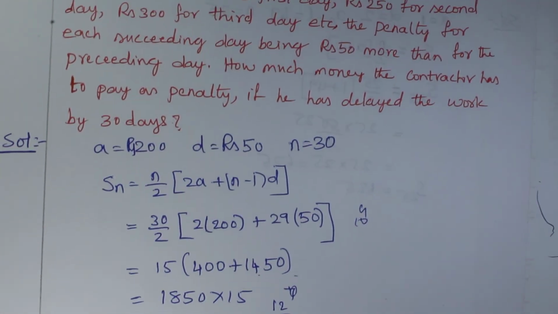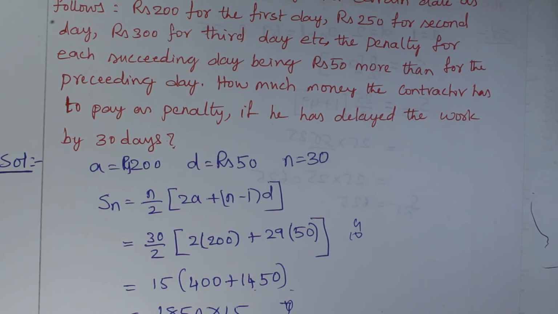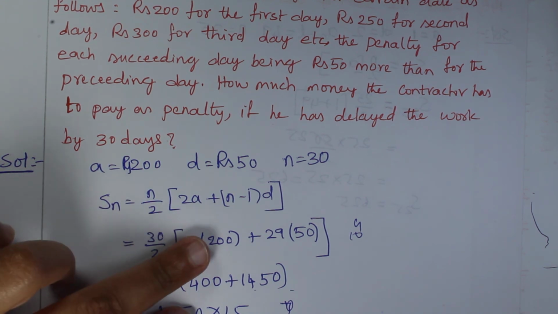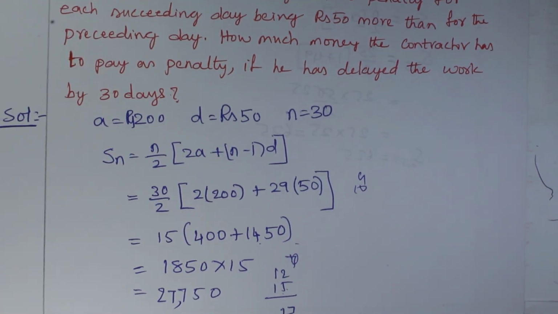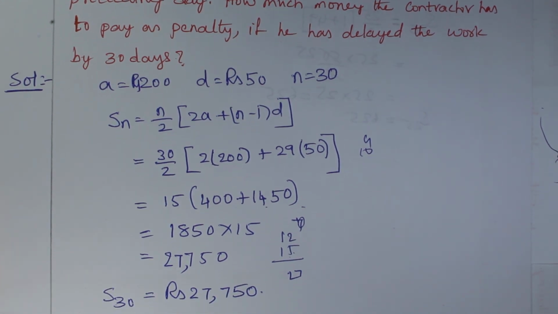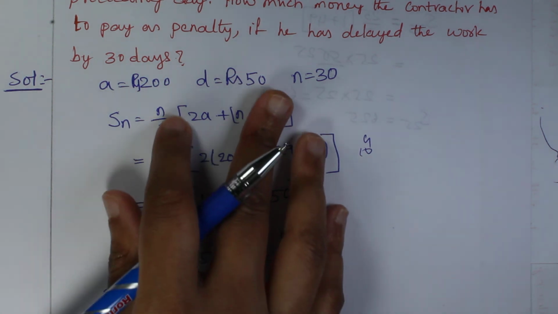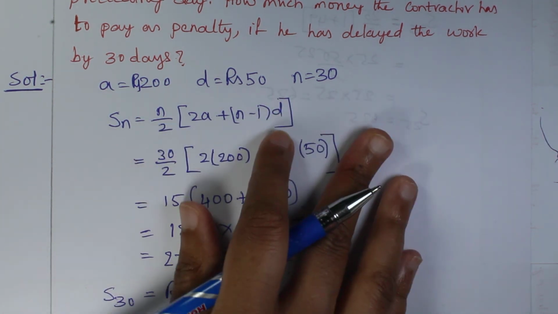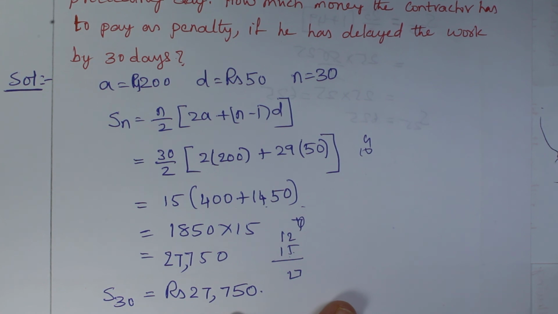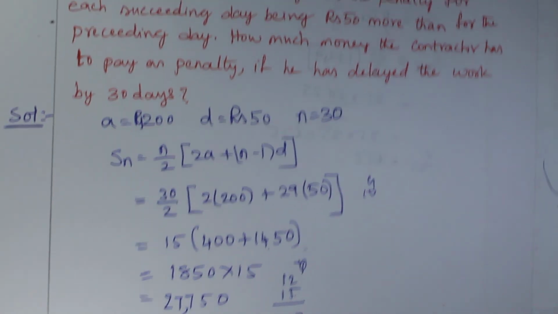I'll explain the problem once again. So there is a penalty for delay in the construction work. The first day penalty is rupees 200, and after that the penalty for each day increases by rupees 50. He is asking us to find out the penalty for a delay of 30 days. So Sn becomes n by 2 into 2a plus n minus 1 into d. Now I have substituted the values of n, a and d in this equation, and calculated the value. The value came to be 27,750 rupees. Hope this is clear for you.